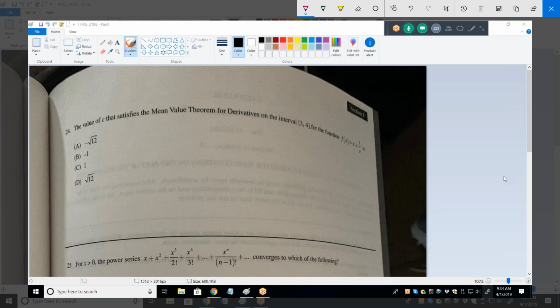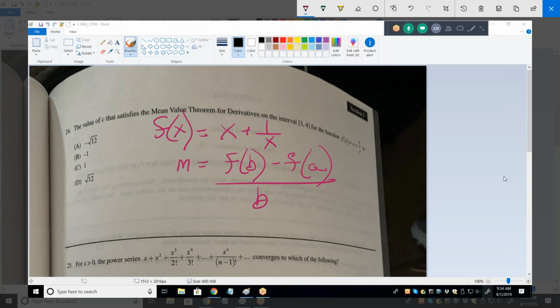First thing we want to do, on the interval 2, 4. Wouldn't we do the f of b minus f of a over b minus a? Exactly. Let's find out what the average slope is. Okay, the average slope is f of b minus f of a all over b minus a.